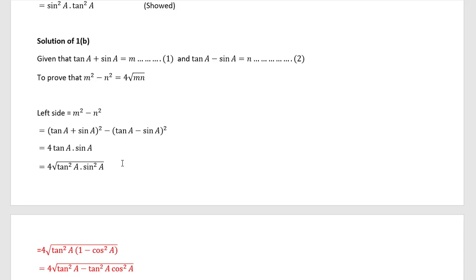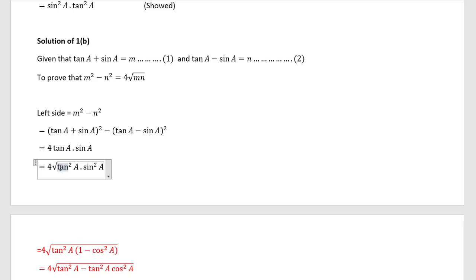All things I am doing here are to go to our destination, 4 root over mn. Now we have got 4 and root over. Now we want to go to m into n. We have got tan square a into sin square a. It is not m into n, because m equals tan a plus sin a and n equals tan a minus sin a. So we have to go to tan a plus sin a into tan a minus sin a from tan square a into sin square a.